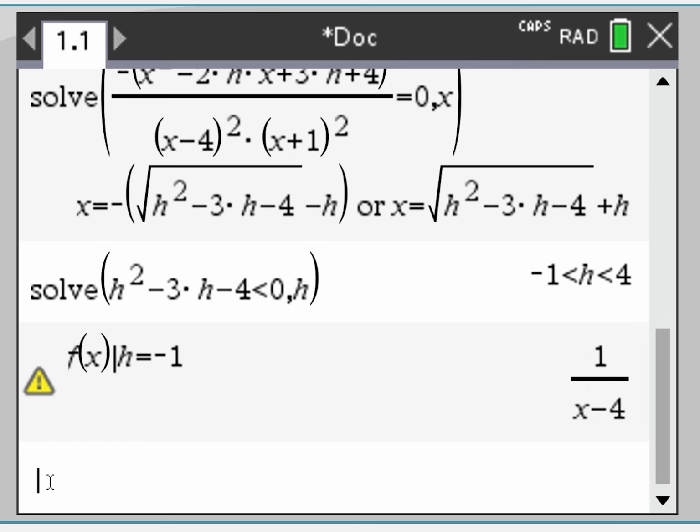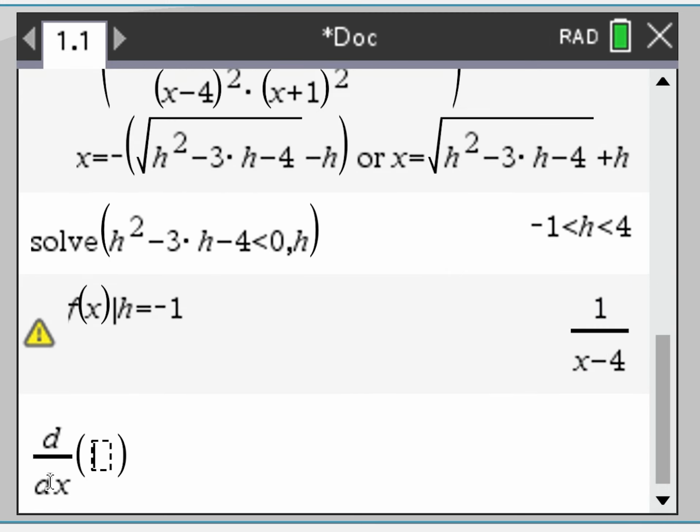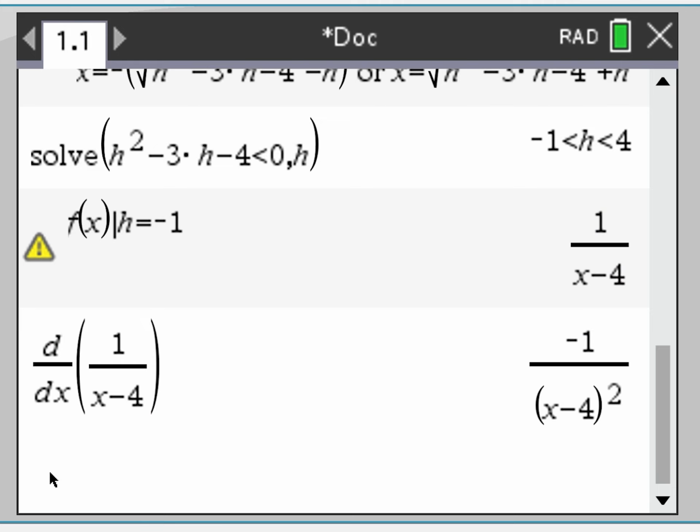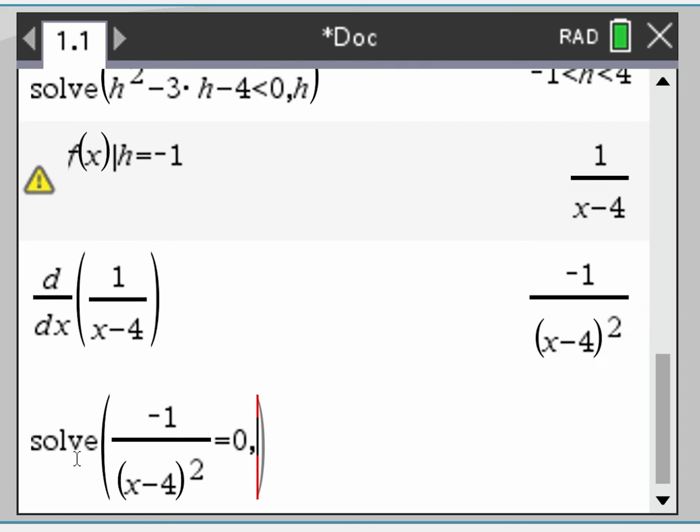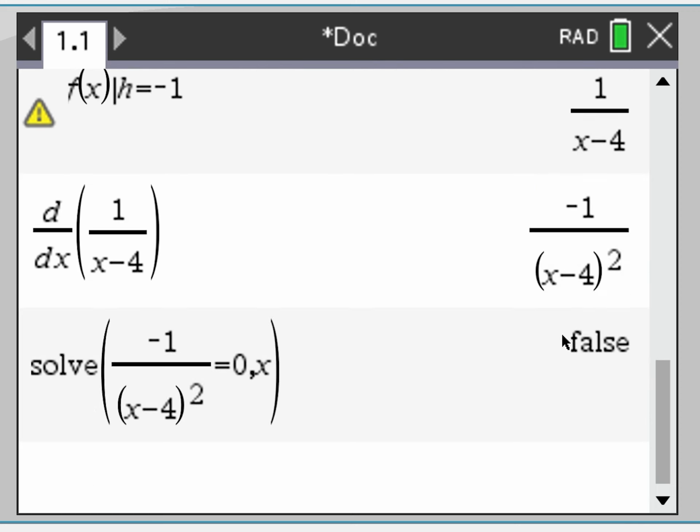So that shouldn't have any solutions either. If I were to differentiate this, when h equals -1, we have a hyperbola, and it doesn't have a turning point, because if I differentiate it and set it equal to 0, it doesn't have any stationary points. So that means including it does make sense, right?